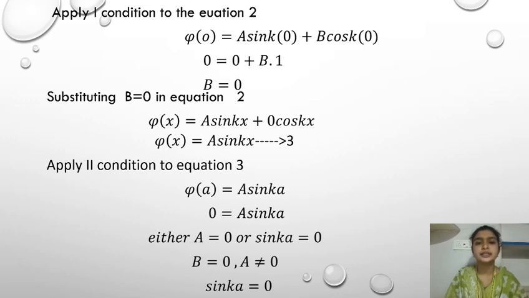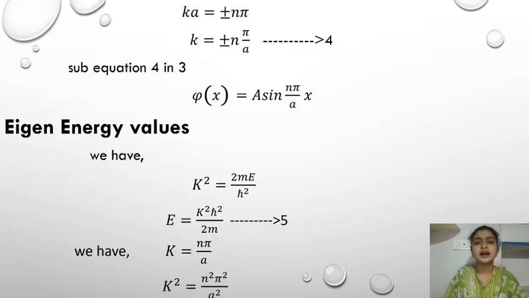Applying the second condition to equation 3, we get psi of a equals A sin ka, that equals 0, so 0 equals A sin ka. Either A equals 0 or sin ka equals 0. B equals 0, A is not equal to 0, so sin ka equals 0. Ka equals plus or minus n pi. K equals plus or minus n pi by a, that is equation 4. Substituting equation 4 in 3, we get psi of x equals A sin n pi by a into x.